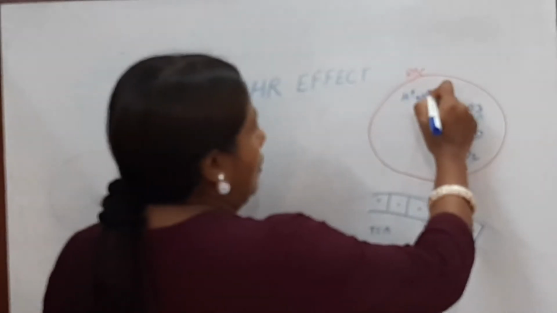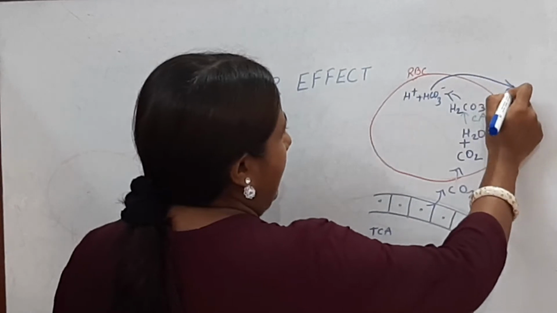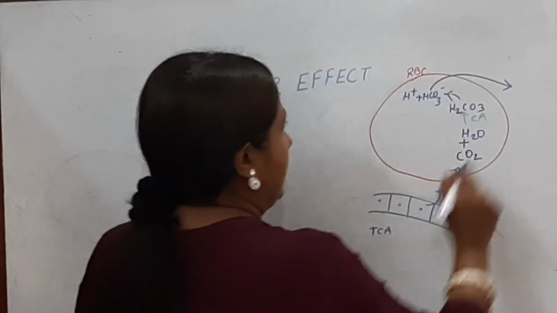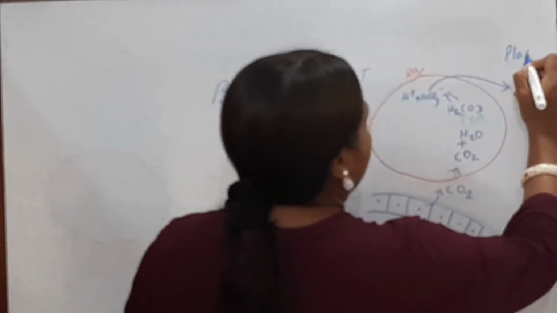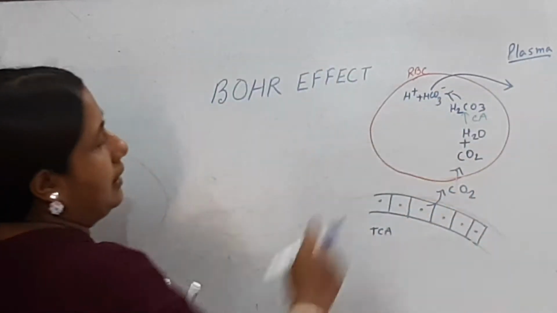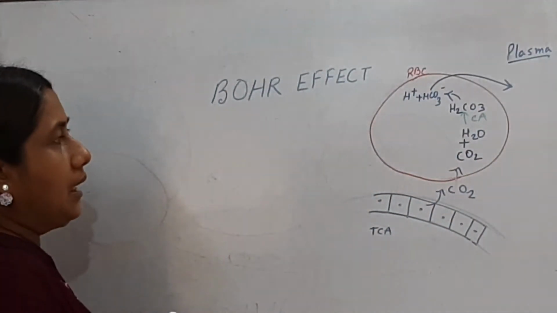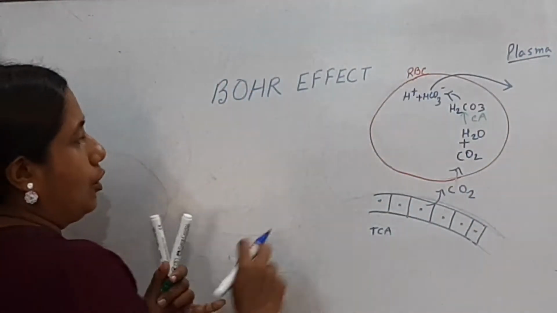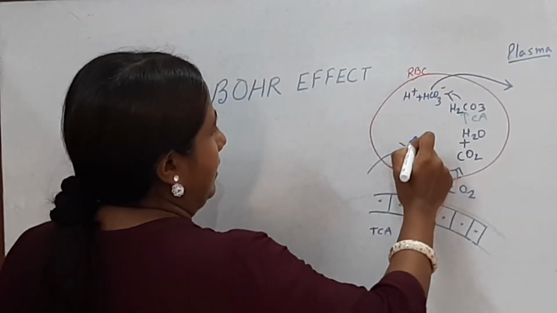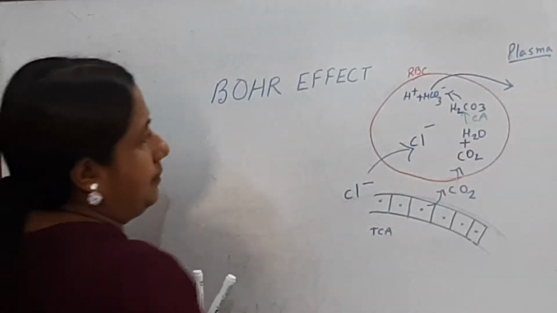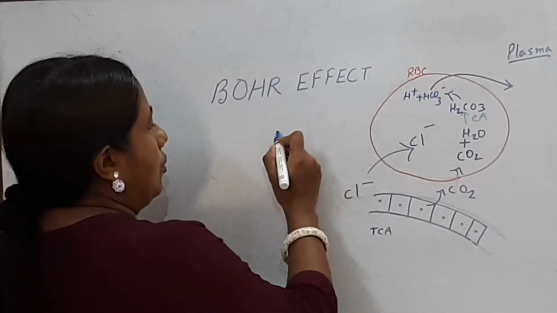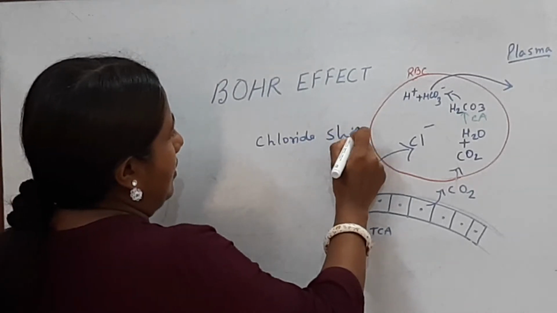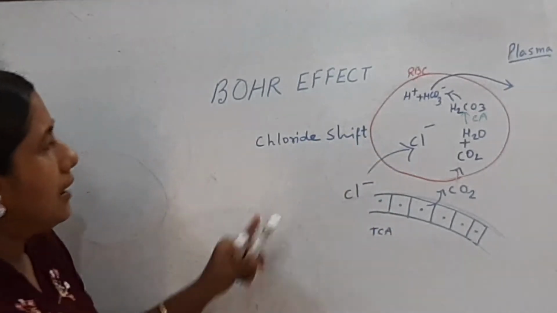This HCO3 minus leaves the RBC and goes into the plasma. This is plasma. So let me write here, it is plasma. So in the plasma, the bicarbonate comes out. Now what happens, as the bicarbonate comes out from the RBC to the plasma, chloride gets into the RBC from the plasma. So this is what is known as chloride shift, which is otherwise known as Hamburger's effect. So chloride shift takes place.